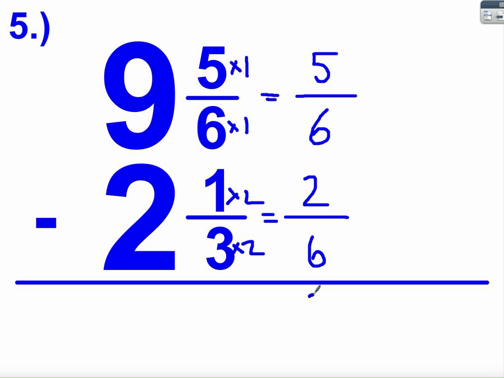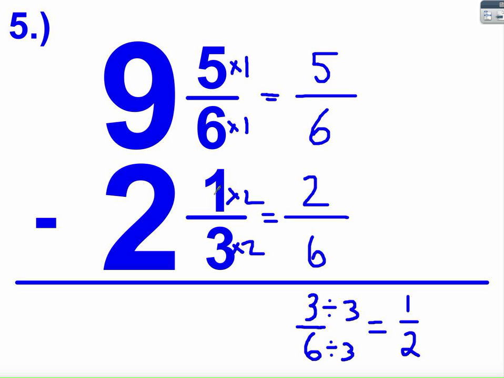5/6 minus 2/6 is 3/6. Now this one is not improper, so I don't have to divide it. But I do have to reduce this because there is something that can divide evenly into both 3 and 6, and that is 3. So if I divide the top and bottom by 3, which is called reducing or simplifying our fraction, I get 1/2.